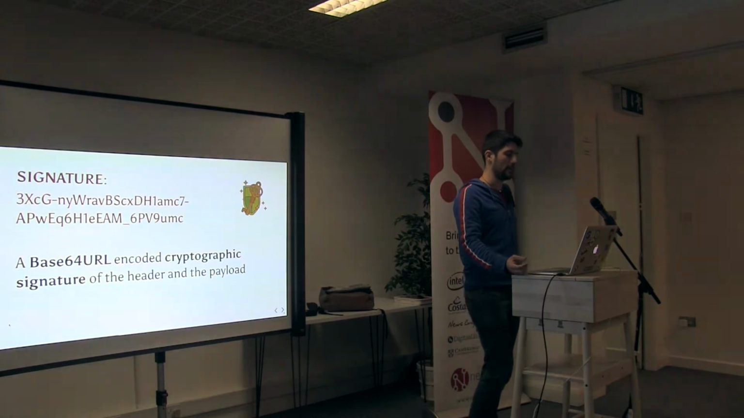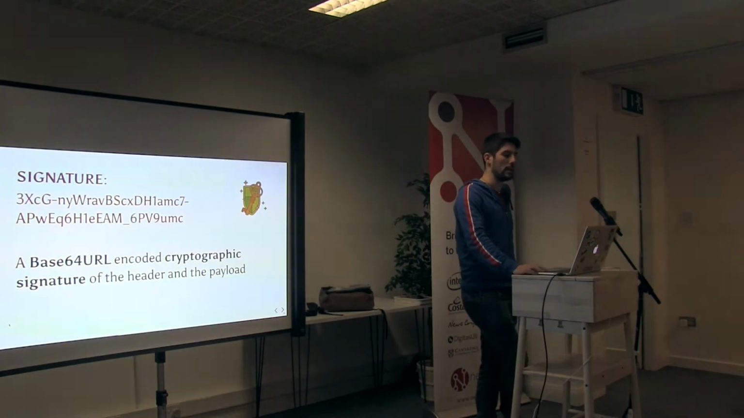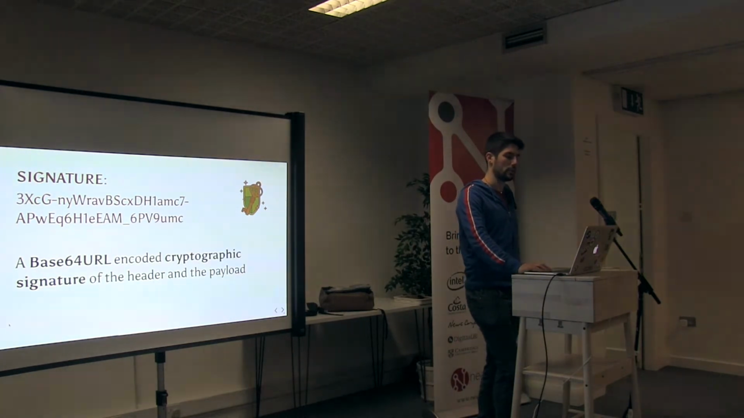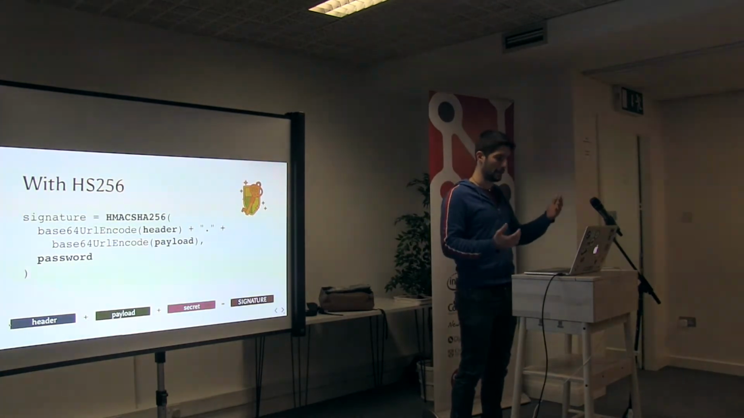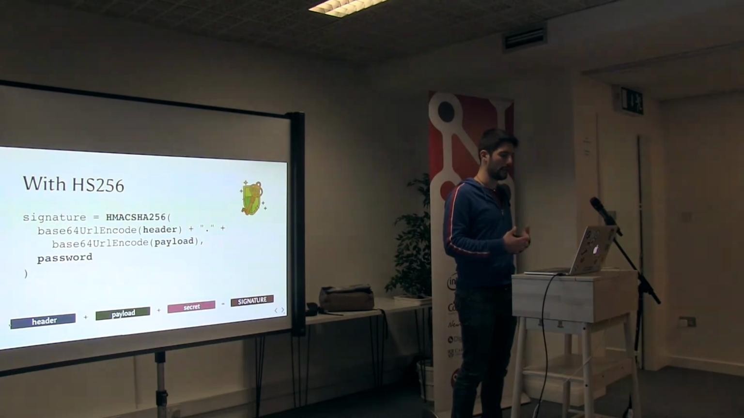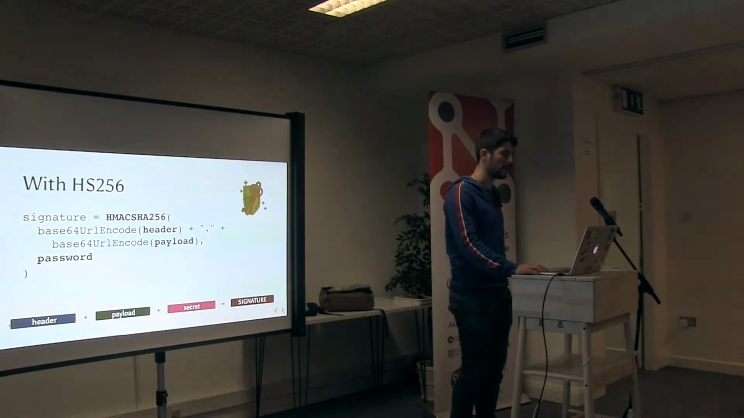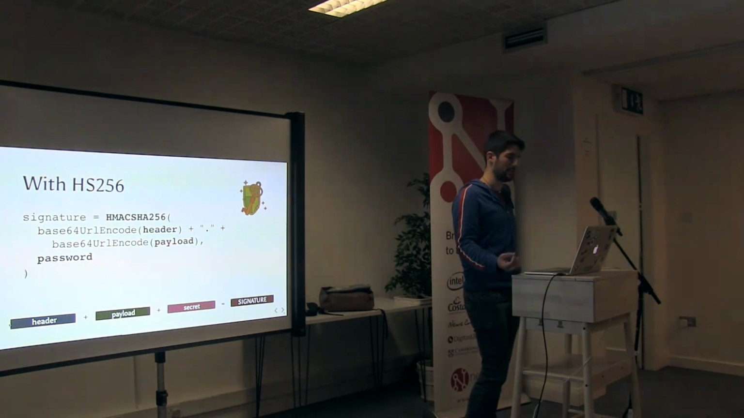And the signature, again, it's a string encoded with the base64 URL algorithm. And basically, the signature is built by creating a cryptographic signature of the header and the payload, which looks more or less like this. So we have a header, we have a payload, and then we can combine the two of them together with a password, and that will give us the signature. So in reality, there is an element that is sometimes called password or secret. That's what makes it reliable.